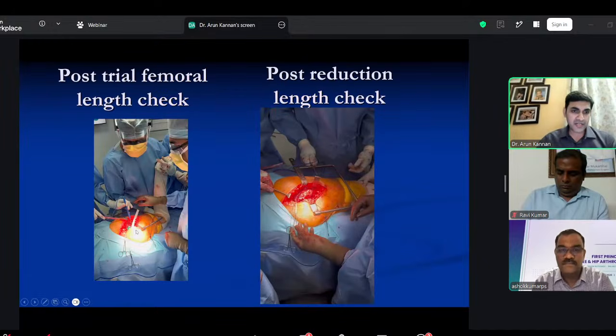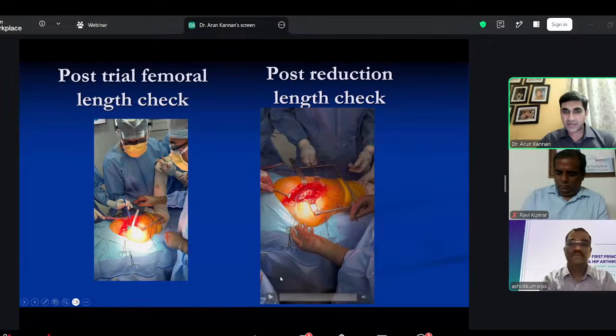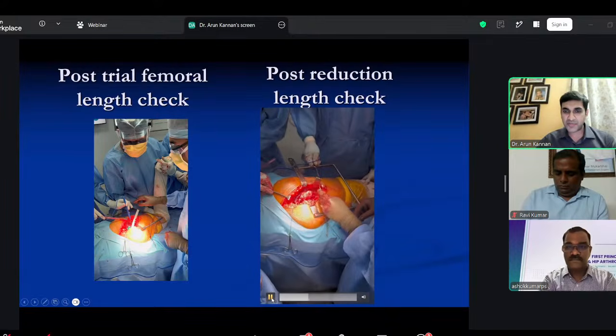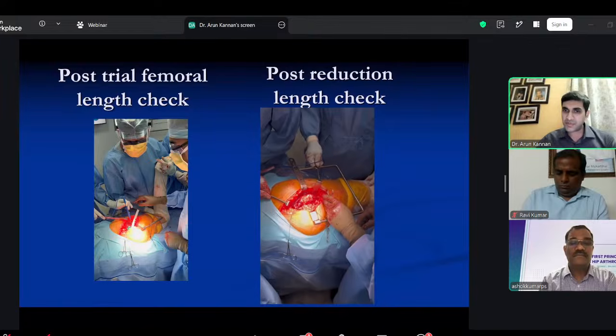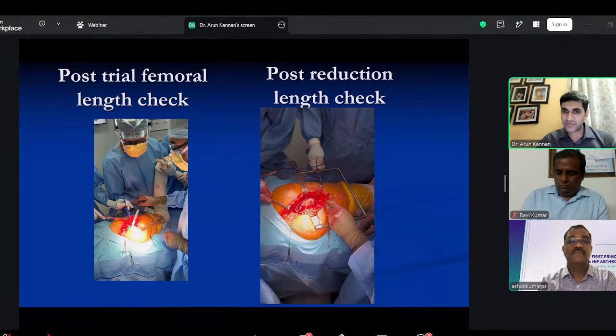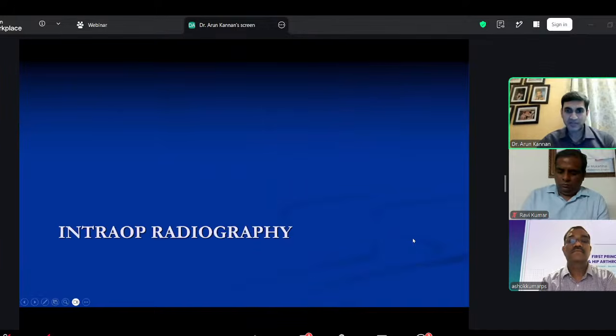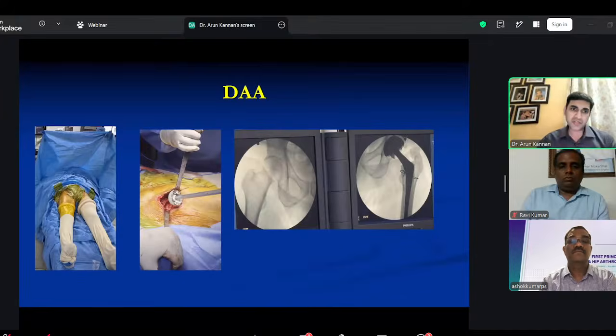So after trialing, I am measuring the post-op femoral neck length from the center of the prosthetic head to the preoperatively marked intertrochanteric line. That will give the femoral neck length. And after reduction, I use the same thread to see whether I have matched the preoperative length marked on the femur. So this is the method I've been using. Also, if you're having the advantage of supine positioning with the DAA, you can easily get an X-ray and see where you are with respect to length and offset.